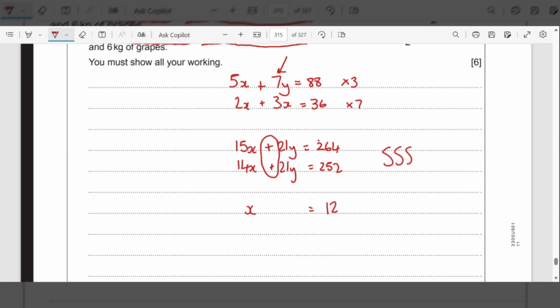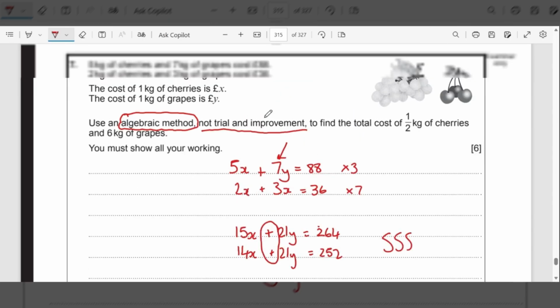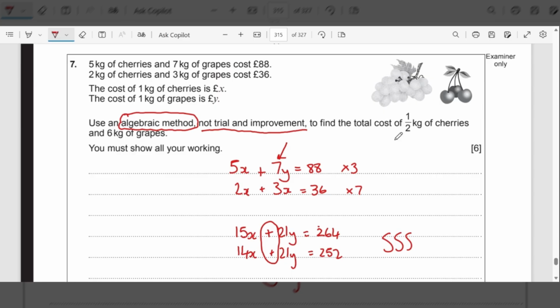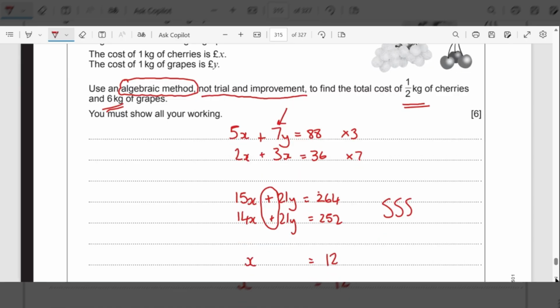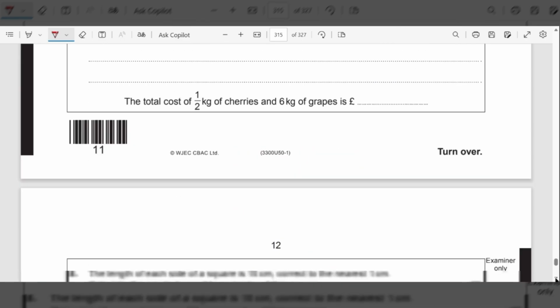And because it's a wordy one, it allows it to go, okay, once you know what x is and you know what y is, can you now use your answers to tell me what half a kilogram of cherries and 6 kilograms of grapes would cost? So half of the value of x plus 6 times the value of y. But the 5 out of the 6 marks here are for getting these simultaneous equations set up and good to go.